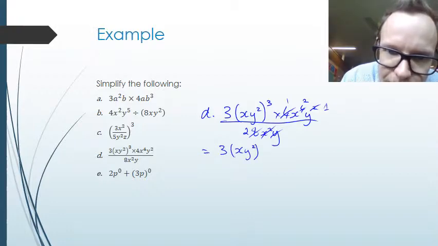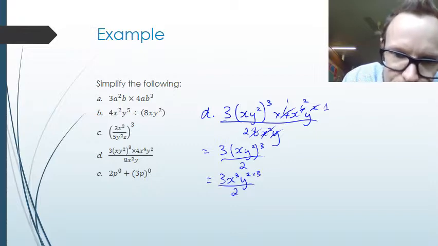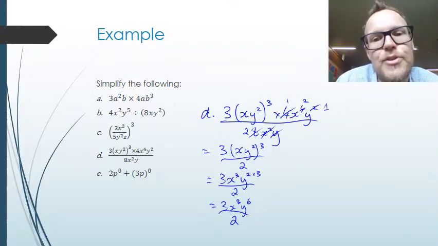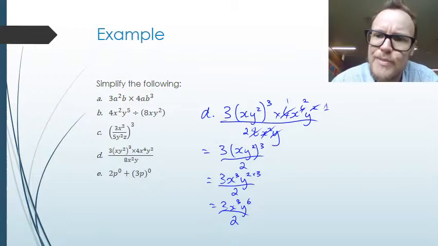And that means I'll be left with 3xy squared cubed over 2. And then I can expand out what is relevant in the brackets there. So 3x cubed, y to the 2 times 3 over 2, which is 3x cubed, y to the power of 6 over 2. I'm going to show a different way to approach this one. Rather than doing the cancelling straight up, we can expand out and then use our index laws to simplify. And you can choose which way works best for you.